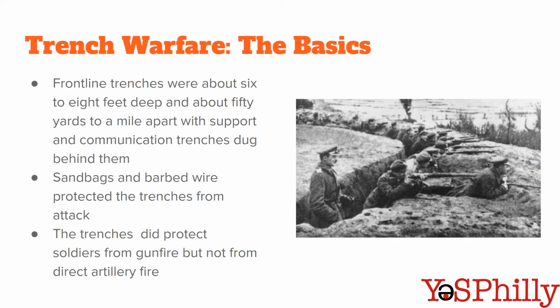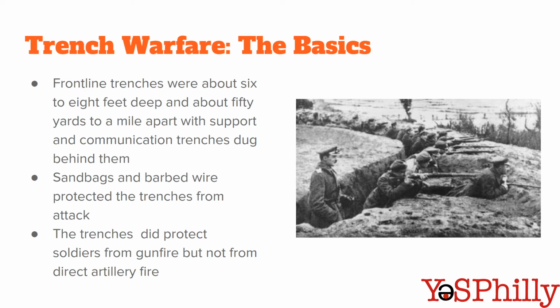So how did trench warfare work? Well, the frontline trenches were about 6 to 8 feet deep and about 35 yards to a mile apart, with support and communications trenches dug behind them. All right, and you can see this sort of image of what one of these frontline trenches looked like over here on the right. All right, sandbags and barbed wire protected the trenches from attack.